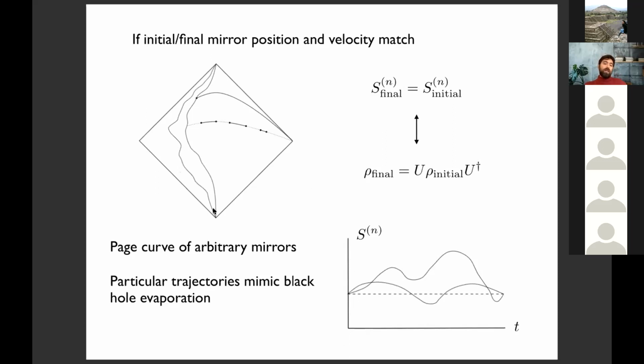So the idea is that if you now take another trajectory that has, again, the same initial and final position and velocities as the first trajectory, then you're going to get some other Page curve, but they will have the same initial and final Renyi entropies. So now in particular, if you want to mimic a black hole, you have to just choose a specific trajectory, but we can do this for arbitrary trajectories.